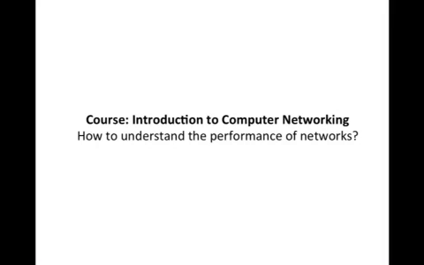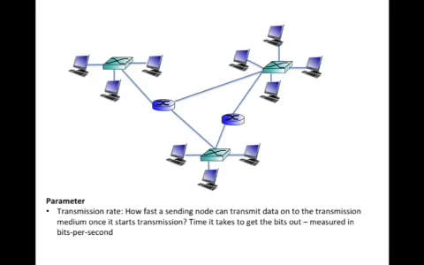In this video lecture, we'll learn about a few network performance parameters. The first parameter we are going to talk about is transmission rate. Transmission rate represents the amount of time it takes to get bits out of a sending node.